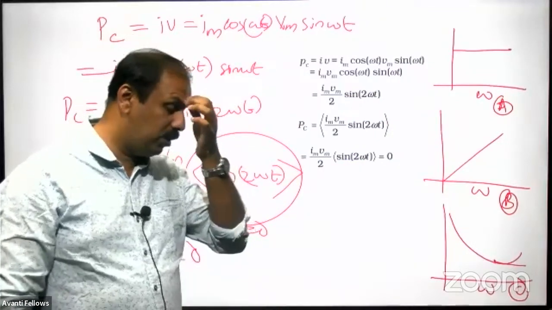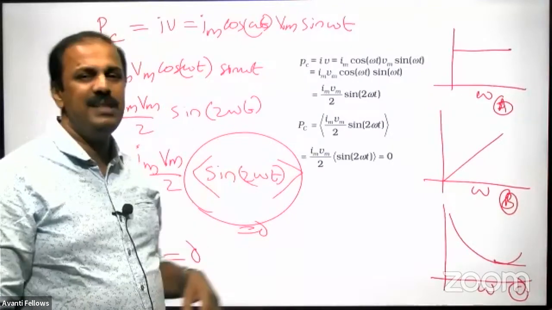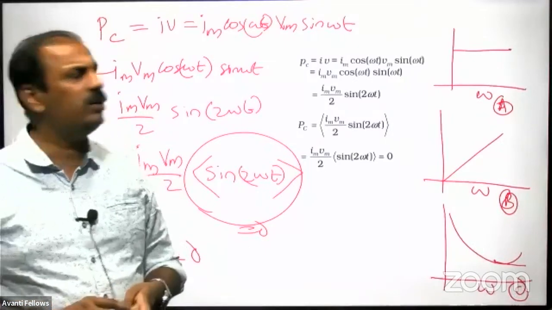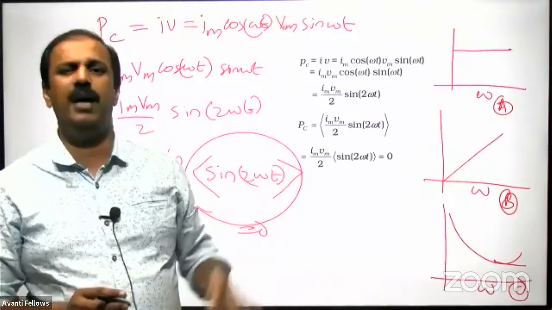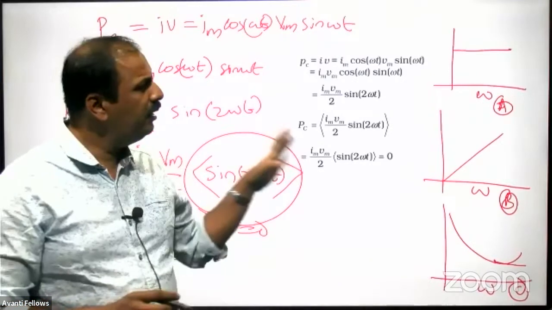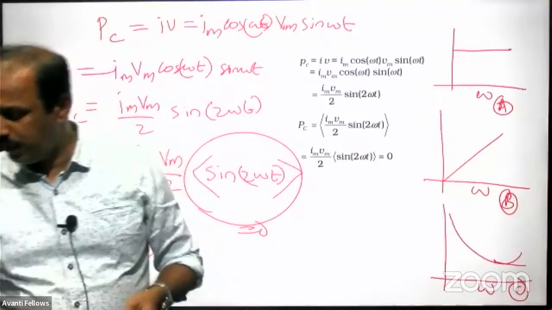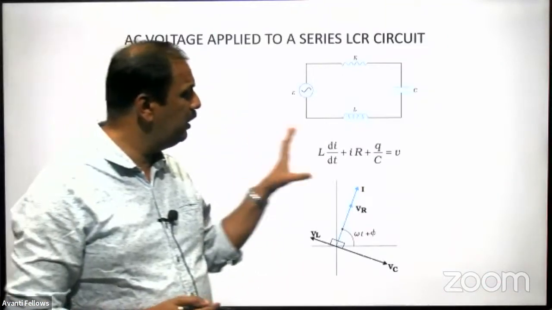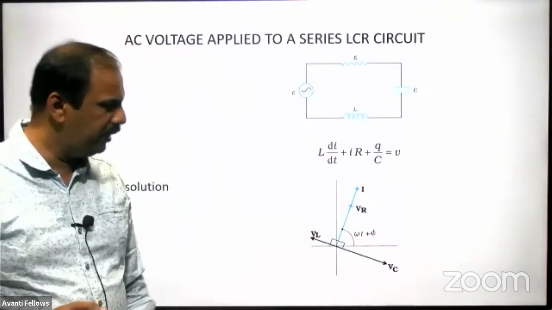Okay, now we will go for a series LCR circuit. If you have a circuit in which the inductor, capacitor, and resistor are all connected in series, then what will be the opposition of that? Actually, that is an important circuit. So we will go into detail on this one.